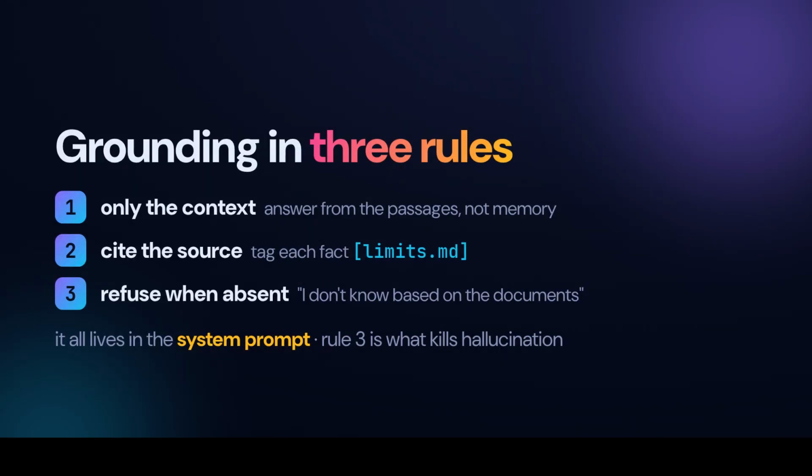The magic is grounding, and it lives entirely in the system prompt. We give the model 3 rules. 1. Answer using only the context passages we provide, never your own memory. 2. Cite the source file in square brackets after each fact, so every claim is traceable back to a document. And 3. If the answer isn't in the context, say plainly, "I don't know based on the provided documents." That 3rd rule is the one that matters most. It's what stops the model from making things up. Grounded, cited, and willing to admit when it doesn't know.